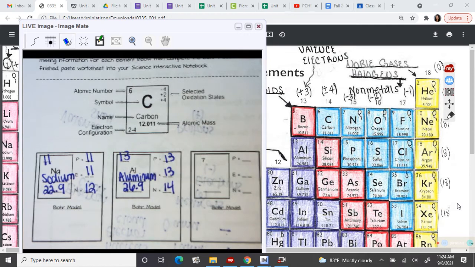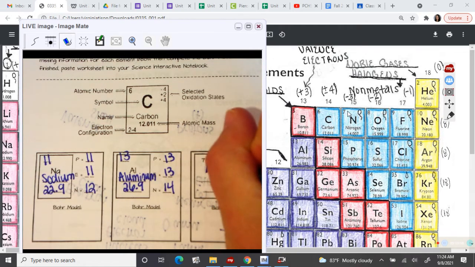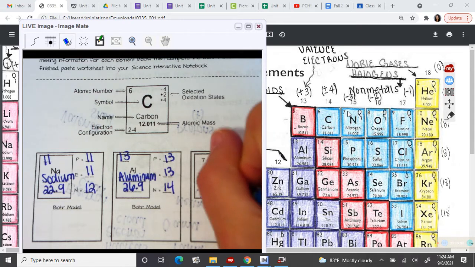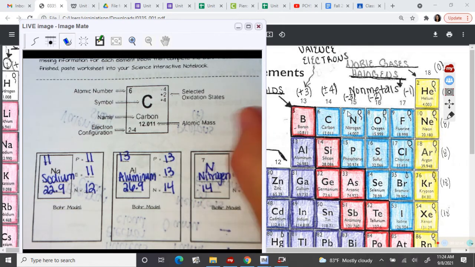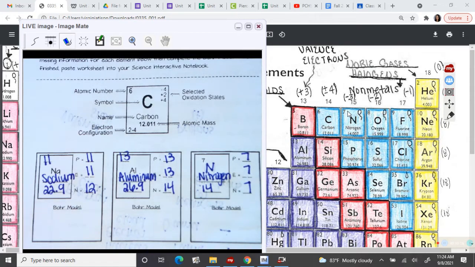All right, now let's look at this one. It says 7. So I need to find atomic number 7, and I see it right here. That number never changes, so that should be N. It's going to be nitrogen, and the atomic mass is 14. So my protons are 7, my electrons are 7, and 14 minus 7 gives me the neutrons, which is also 7.